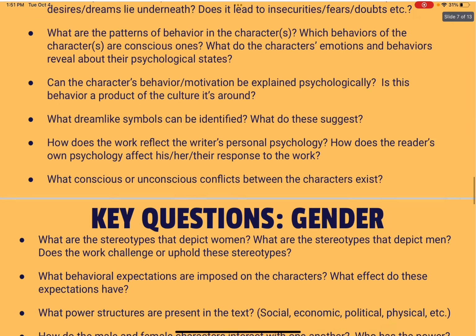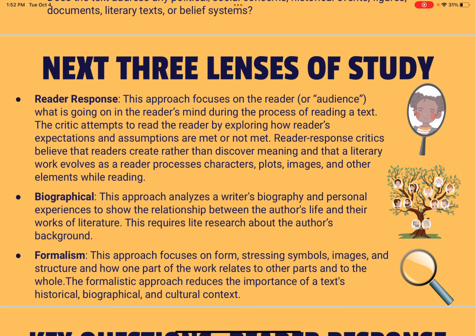So these lenses are honestly easier than the first 3. One you've already been doing in your book club groups, which is reader response. If you have been the responder, then this is that lens. The next is biographical, which is very similar to historical. However, it's focusing more on the writer's biography and their personal experiences rather than just the time period in which they wrote. And then formalism is something that you've already been doing as an English student, which is where we focus on form, symbols, images, literary devices, and things like that.